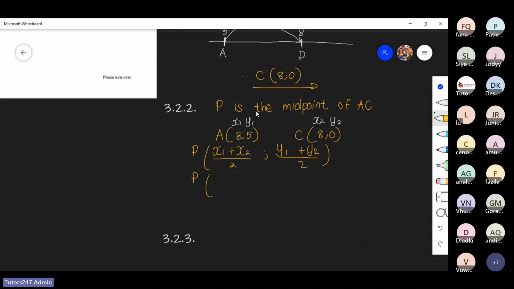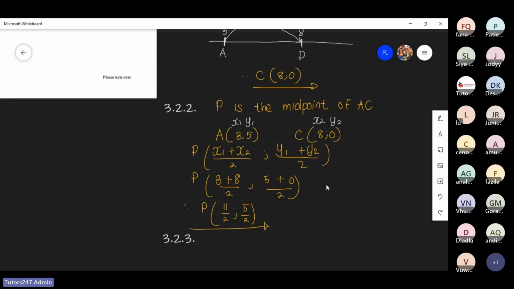So P, our x1 value is 3. Our x2 value is 8. That is all over 2. Our y1 value is 5, and our y2 value is 0. That is all over 2. So we can therefore conclude that the coordinates of P are 3 plus 8 gives us 11 over 2, and 5 plus 0 gives us 5 over 2. So those are the coordinates of P, 11 over 2 and 5 over 2.